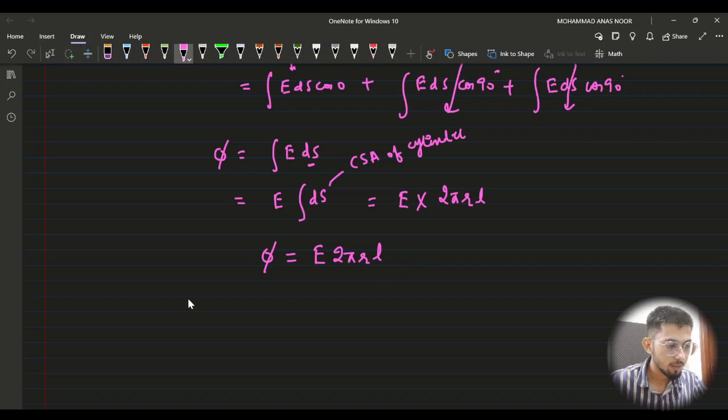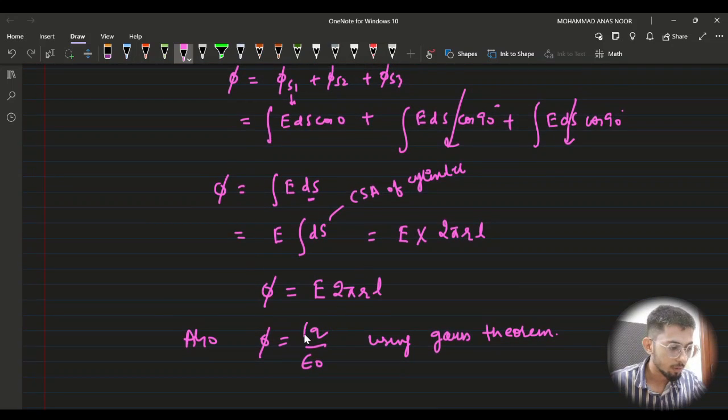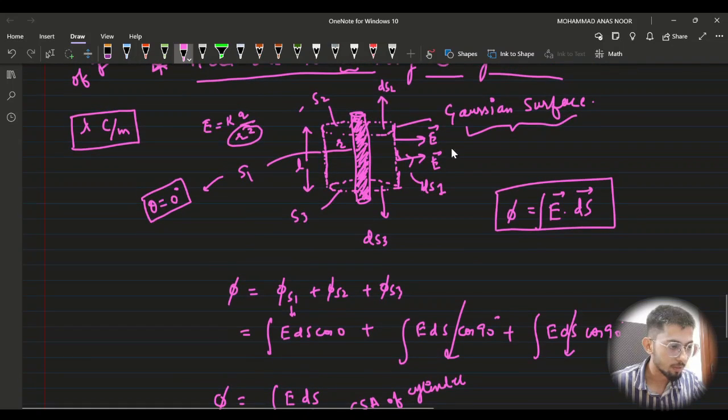But you know what? Flux is also equal to Q by epsilon naught using Gauss theorem, isn't it? Flux is also equal to the Q divided by epsilon naught. What is that Q? The charge enclosed in the surface. But how will we find the charge on the wire itself? It is not mentioned, right?